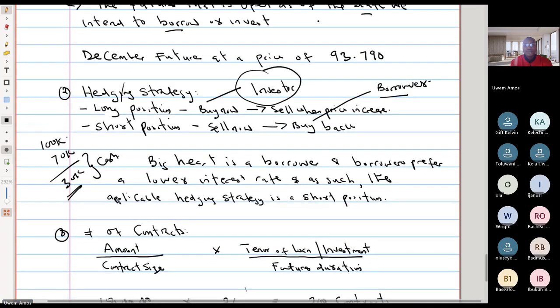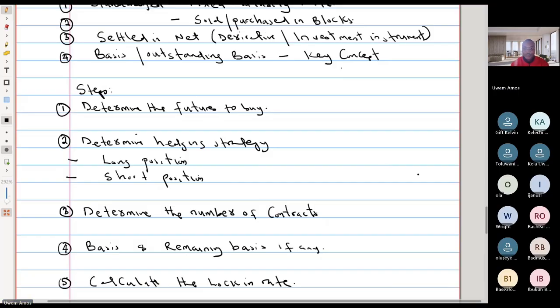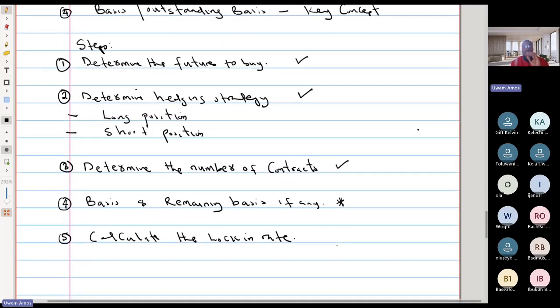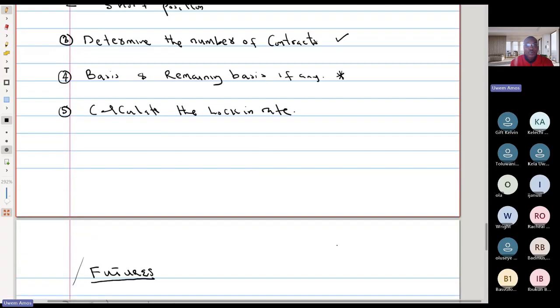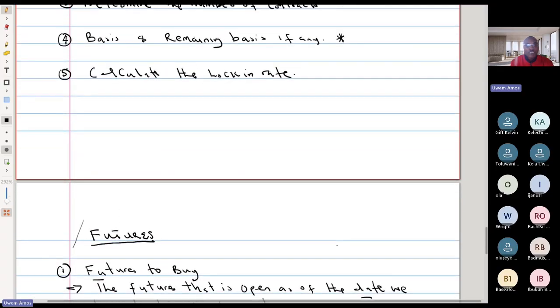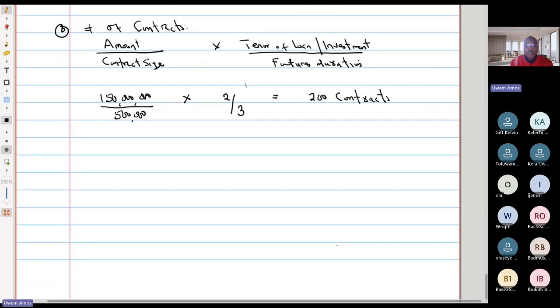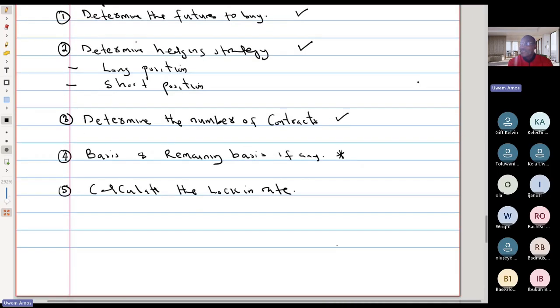All right. Next concept. So we've looked at step 1, step 2, step 3. Now let's look at step 4. After an hour of the class, we take a 5 minute break really, and then we can continue. So let's look at step 4, and then we'll take a few minutes break, and then we'll come look at step 5 and options. Step 4 is basis and remaining basis.